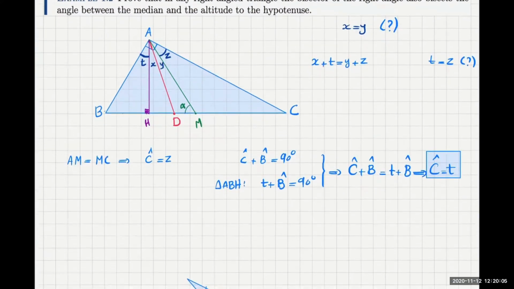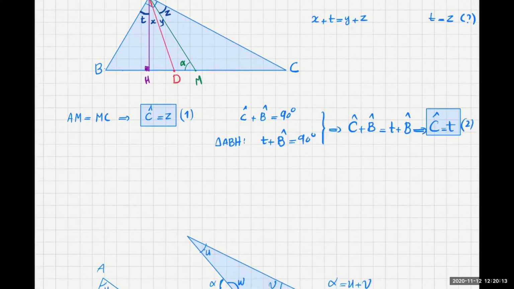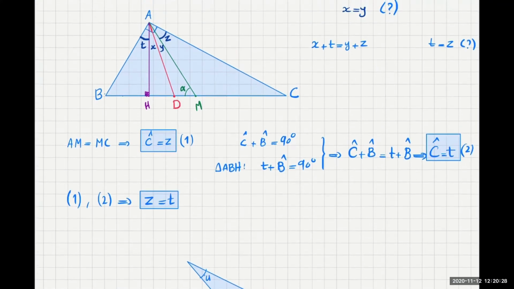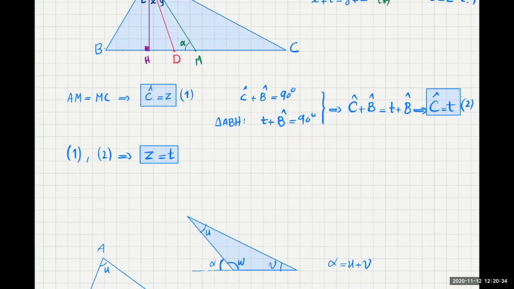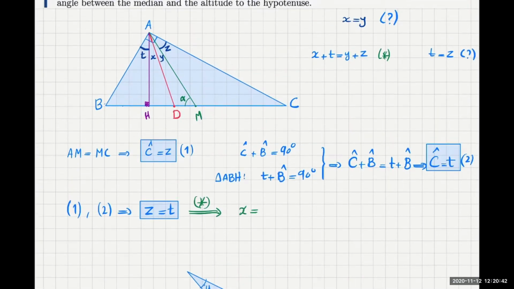On the other hand, let us have this one here as well. So if this is number 1 and this is number 2, from number 1 and number 2, you can conclude that angle Z and angle T are indeed the same. And then let me put a star here. So from this and from the star, we can conclude that finally angle X is equal to angle Y.